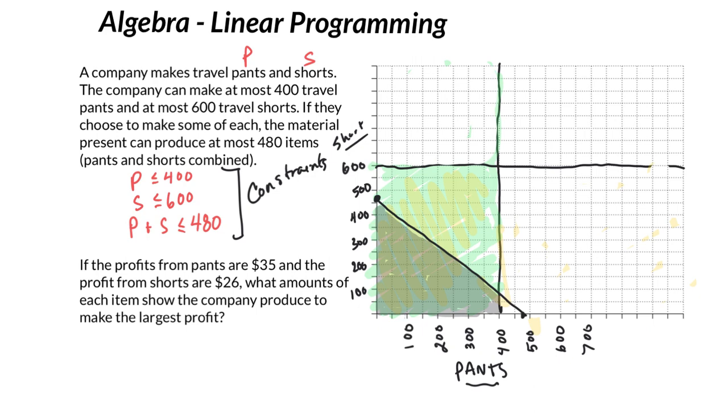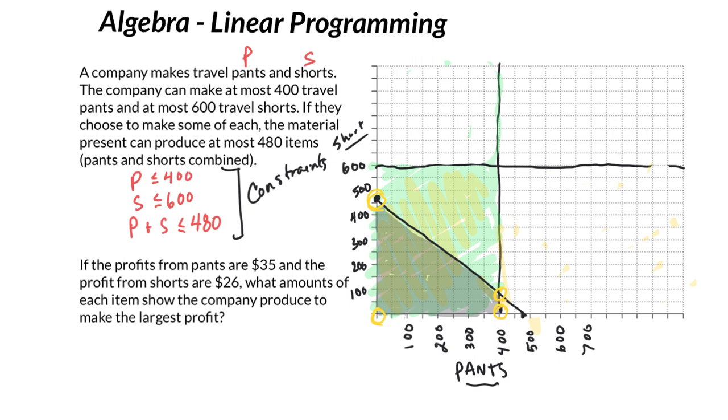Now, these points that make up the trapezoid, we call these the vertices. And the vertices are going to help us in what we call optimization. So let me read the next part of this question. If the profits from the pants are $35 and the profits from the shorts are $26, what amounts of each item should the company produce to make the largest profit?